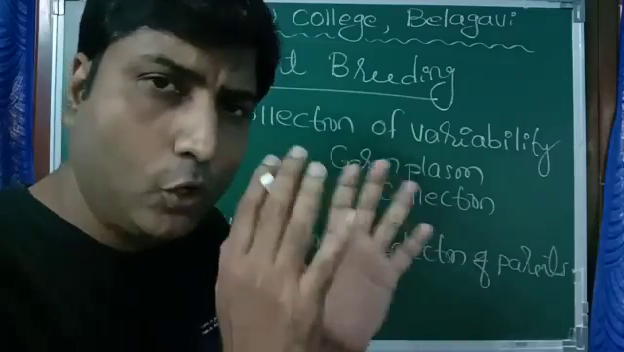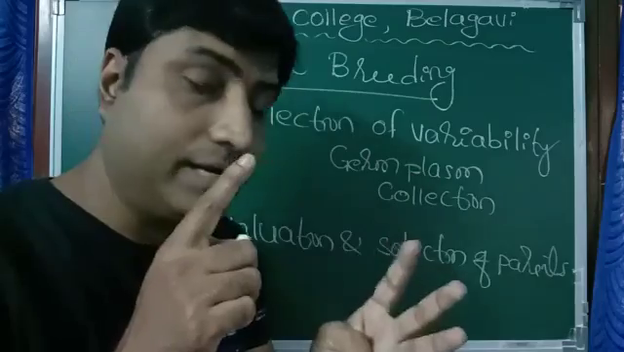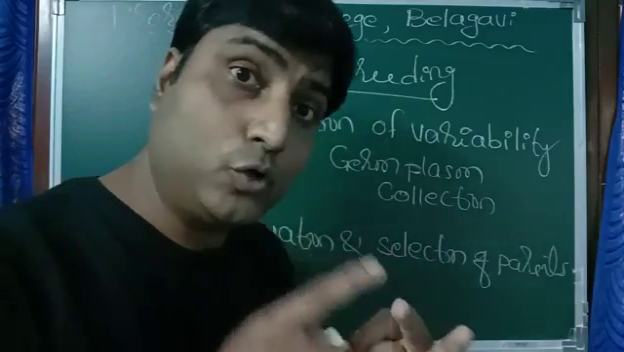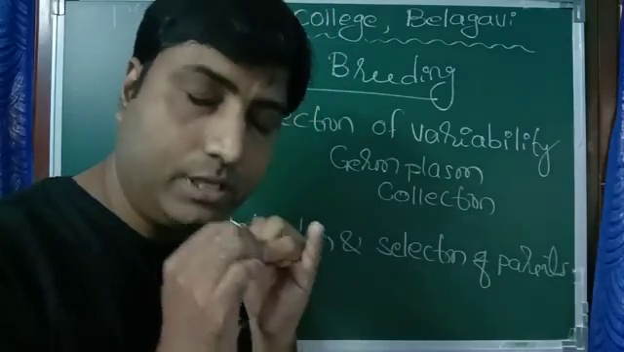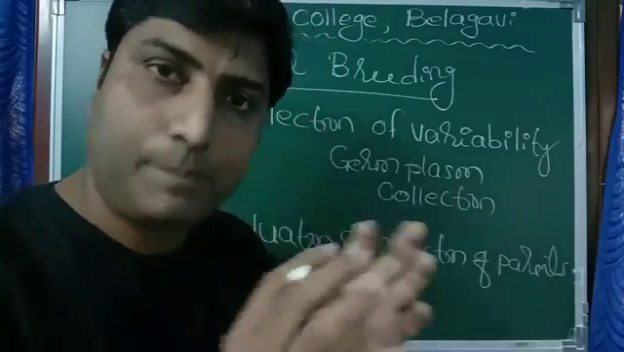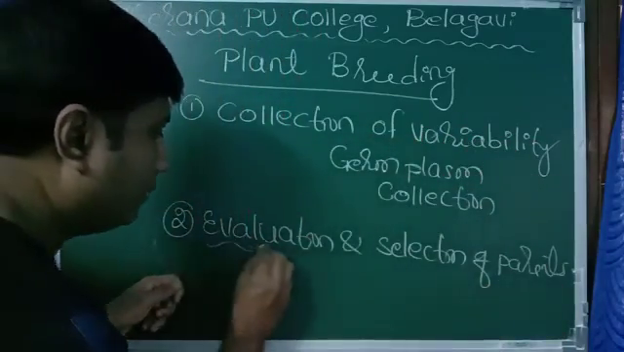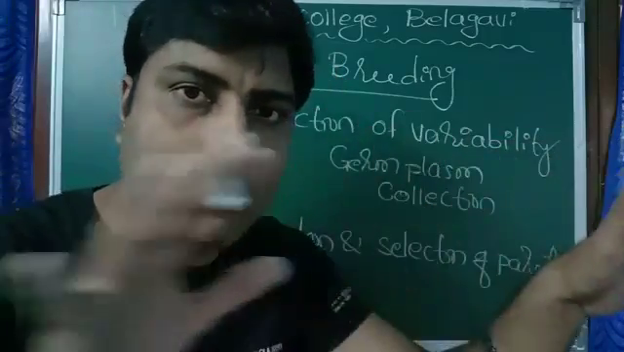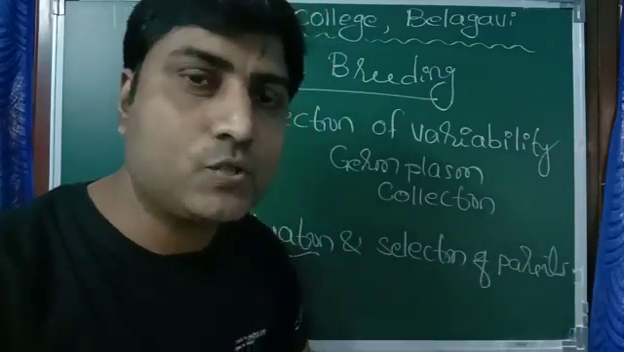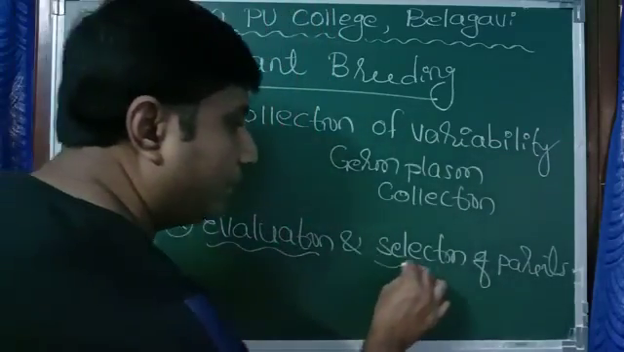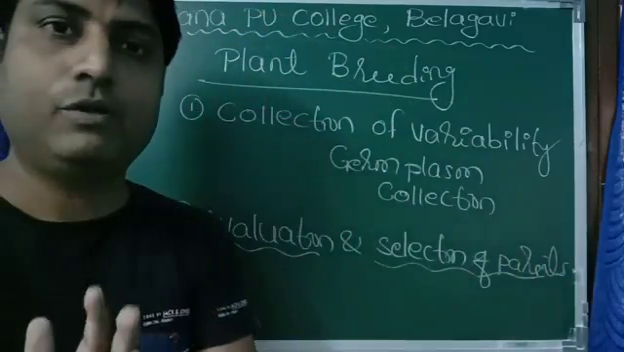We should go for all good qualities: whether the parent is high yielding, whether it is disease resistant, whether it is resistant to drought or less water condition, whether it is resistant to insects or pests. Like this, we see the good qualities, and that is what we call evaluation. We evaluate, and from that we select the best one. That's why the name evaluation and selection of parents.